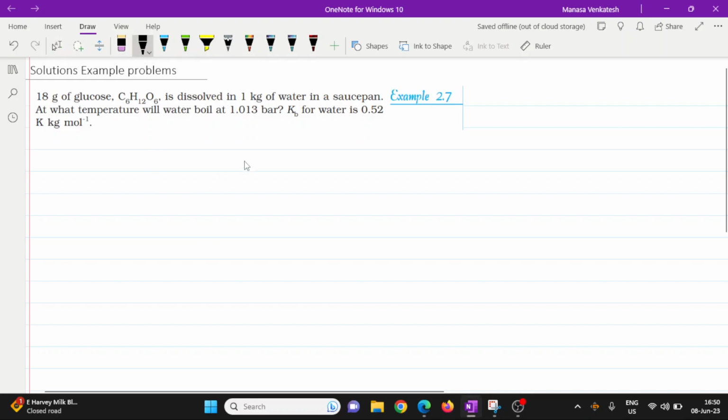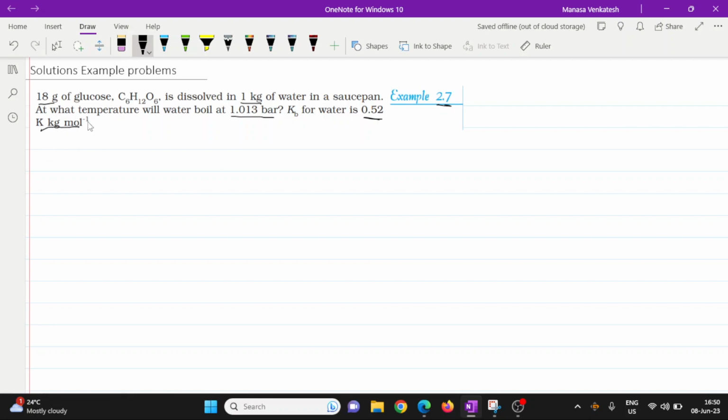In this video, we will be discussing the example problem. We are talking about example 2.7, and this is related to the elevation in boiling point. So we have 18 grams of glucose, C₆H₁₂O₆, dissolved in 1 kilogram of water in a saucepan. At what temperature will water boil at 1.013 bar? And we have the Kb of water, which is given as 0.52 Kelvin kilograms per mole.